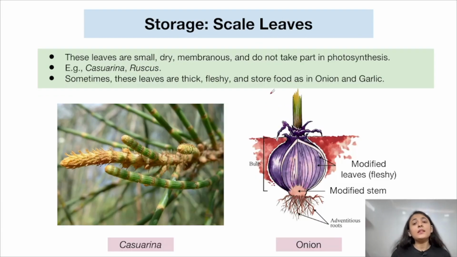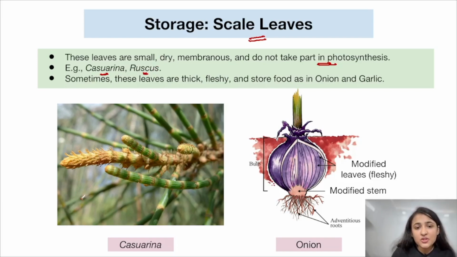Okay. Now let's come to scale leaves, the 2nd type under the category storage. So scale leaves are small, dry, membranous kinds of leaves. They are very small, dry, very papery, thin, membranous leaves, and they do not take part in photosynthesis. They do not perform photosynthesis, in which they harness the energy of sunlight to make food for the plant. They don't do that. So the examples of these scale leaves are present in casuarina, and in ruscus they are seen.